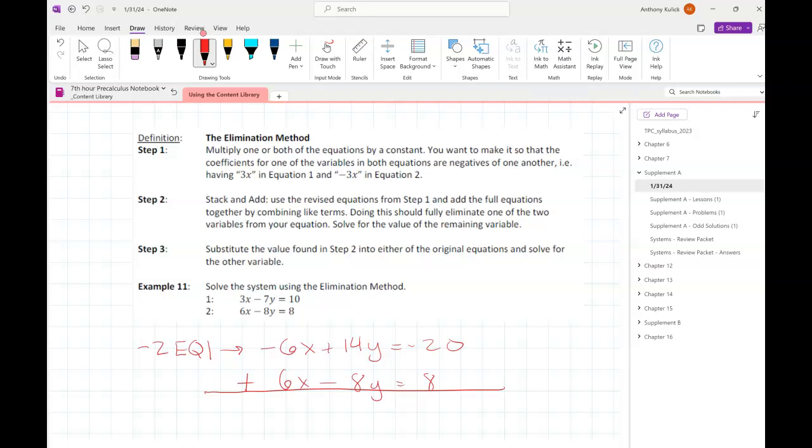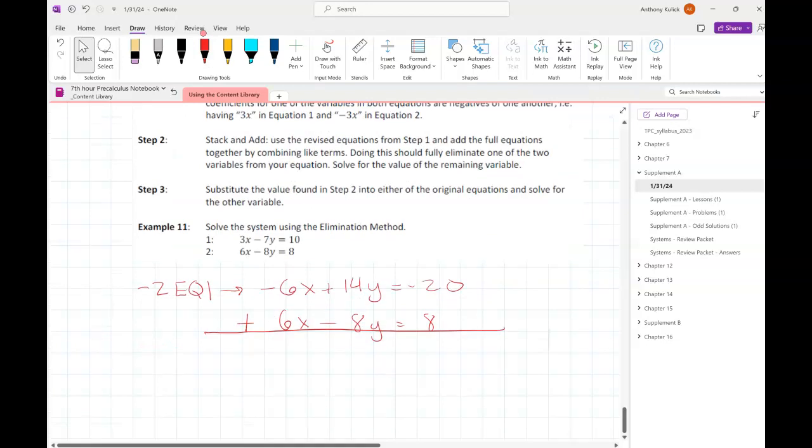Now, it's not wrong to do the y's first. You'll still get the same answer. It doesn't matter which one you do. But again, try to look for ways to make your life simpler, right? Let's decrease the opportunities we have to make a mistake.